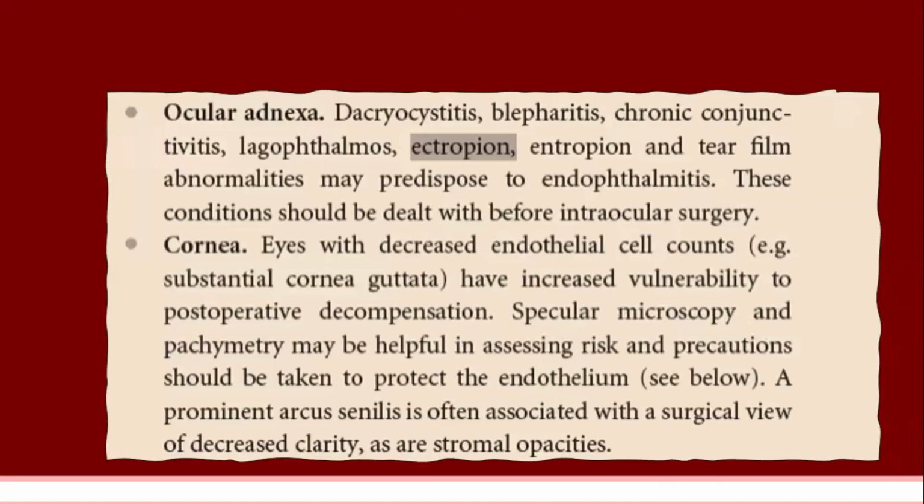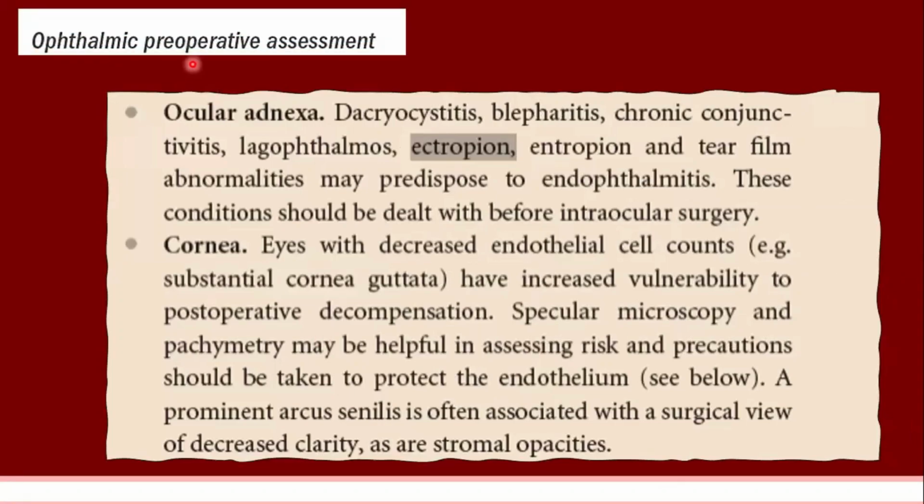So ectropion is important. Again, this paragraph was taken from the preoperative assessment before cataract surgery. Any disorder in the ocular adnexa, especially dacryocystitis, blepharitis, also ectropion, lagophthalmos, should be addressed before cataract surgery, because generally speaking, cataract surgery is an elective surgery. Yeah, there are some urgent indications for cataract surgery like phacomorphic glaucoma, but generally speaking, cataract surgery is elective. You have to address any abnormality in the ocular adnexa because it might increase the risk of what? Of endophthalmitis. So again, ectropion is an important sign and disorder.